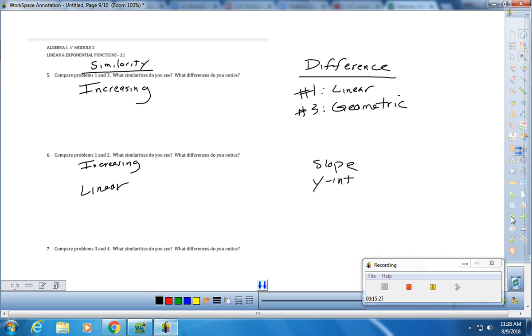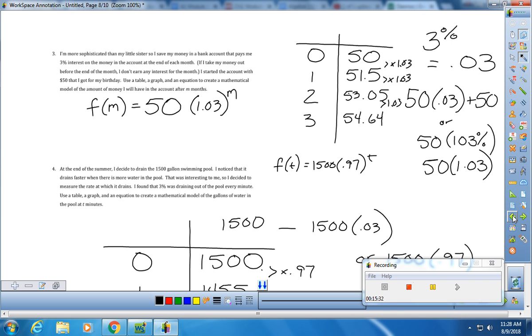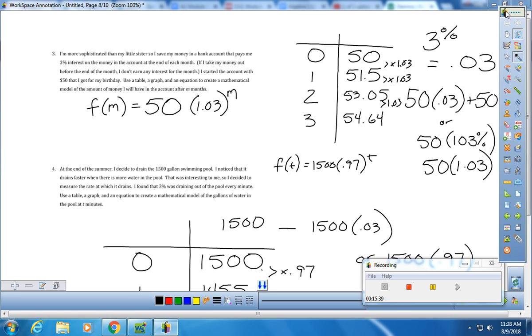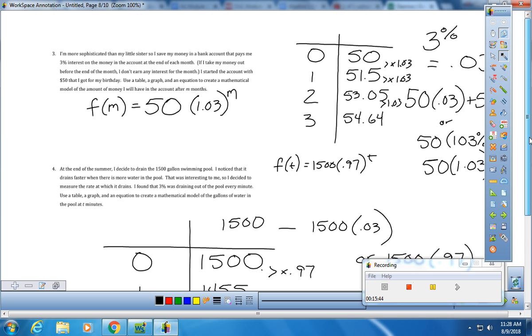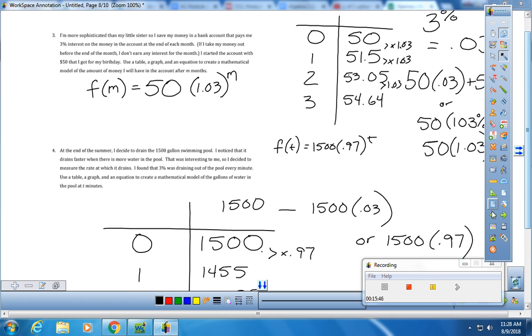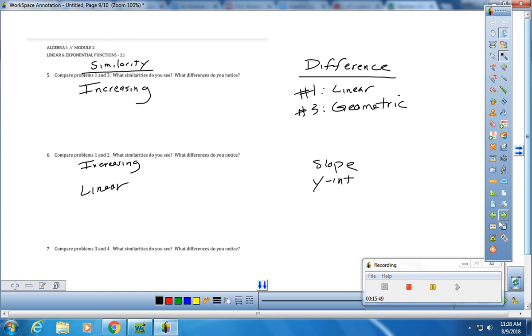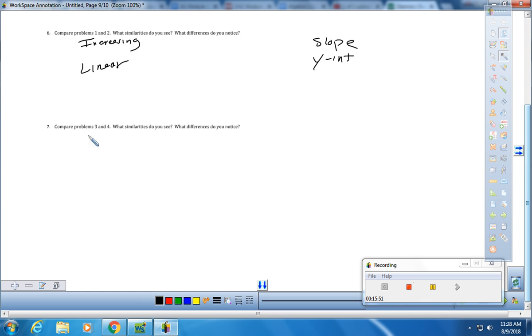Compare problems 3 and 4. Okay, 3 is increasing, 4 is decreasing. Both are geometric. So, similarities: geometric. Differences: number 3 increases, and number 4 decreases.